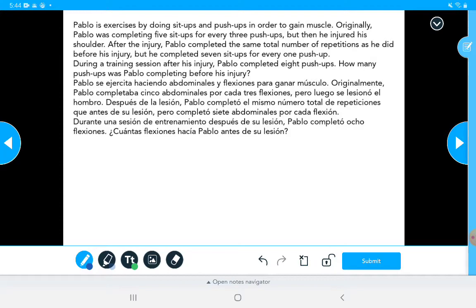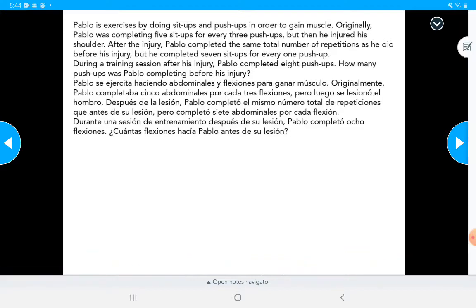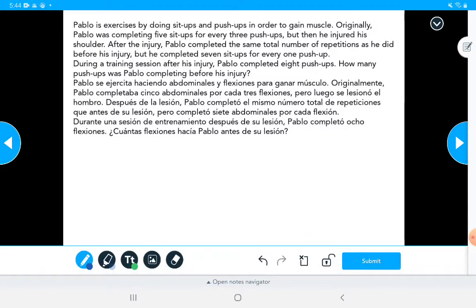Pablo's exercising by doing sit-ups and push-ups in order to gain muscle. Originally, Pablo was completing 5 sit-ups for every 3 push-ups. But then he injured his shoulder. So we have a before and after. Then after the injury, Pablo completed the same number of total repetitions as he did before his injury, but he completed 7 sit-ups with every 1 push-up.